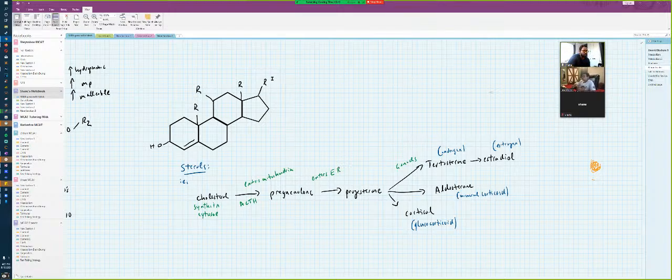But steroids include basically all of this stuff. It just means that it's made from cholesterol.